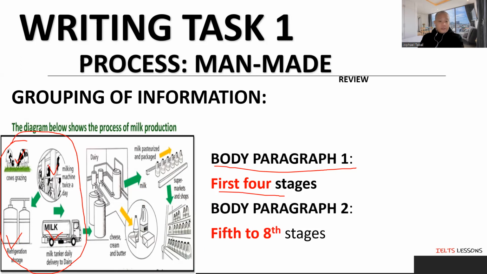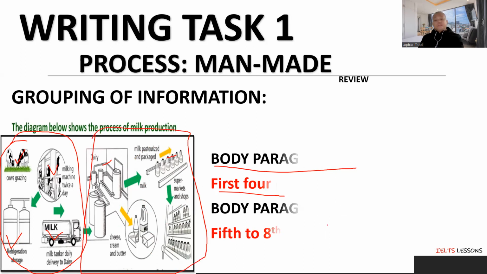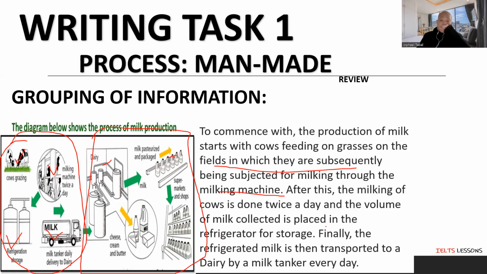And body paragraph 2, we have here the dairy, the production of dairy, and then there is the production of milk, pasteurizing and packaging, cream, etc. So this is our body paragraph 2. Okay, that's easy. Okay, that's it.